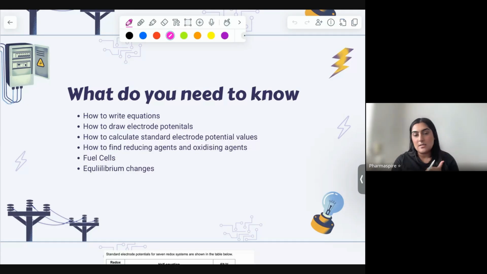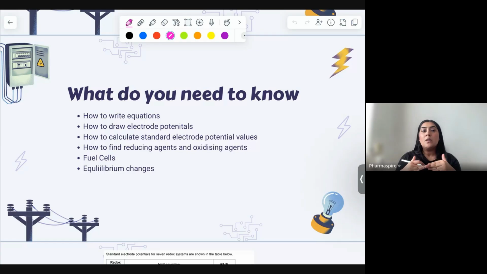How to work out the standard potential values. I think that one's obviously the one that people get right the most. From what I've gathered from marking electrode questions, people seem to get the 1 mark that they do get from working it out. So we'll talk about that. You need to know how to find reducing agents and oxidizing agents. Fuel cells is where it gets a lot of students. They don't like them. And then we need to talk about equilibrium changes.